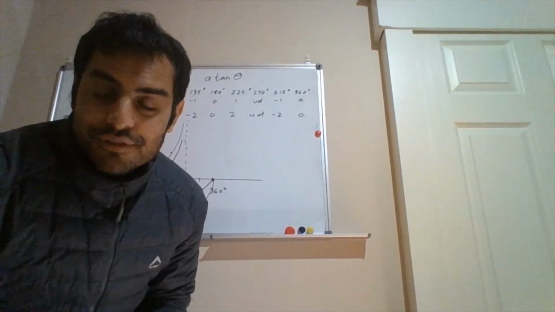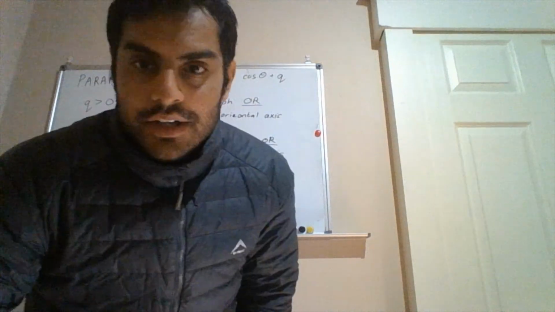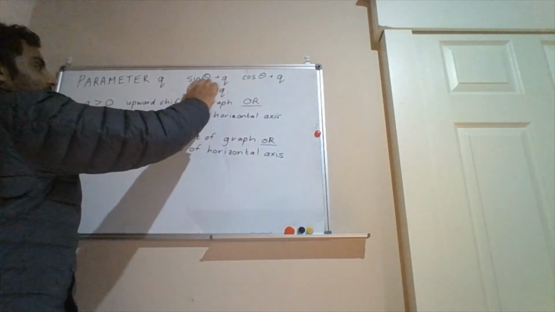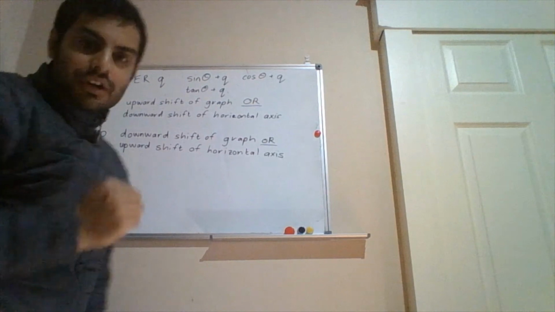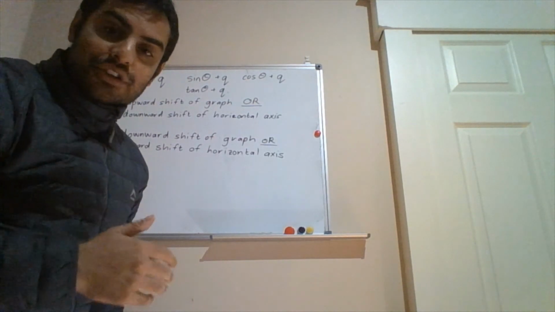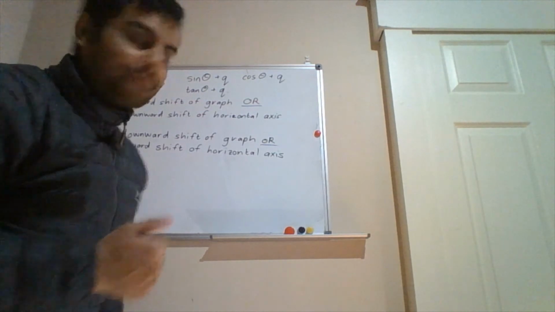Okay, now let's move on to parameter q. So parameter q works in much the same way as it did when we were looking at the previous graphs, the hyperbola, exponential, and parabola. So basically when we have a plus q next to our function, it means that our y values are either going to shift up or down.